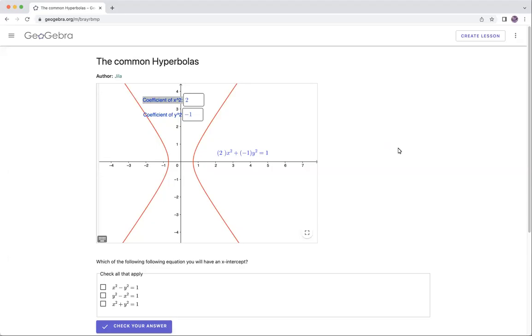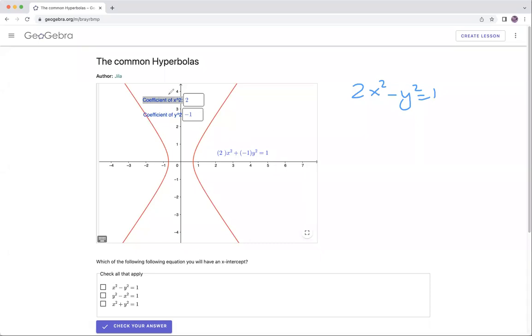So in this video, we want to talk about the difference between the two common formats of the hyperbolas, basically. So right now, what I entered in here is 2x squared minus y squared. If you look at that, you can see that I entered 2x squared minus y squared equal to 1. And you can see that the shape of the hyperbola is like that.